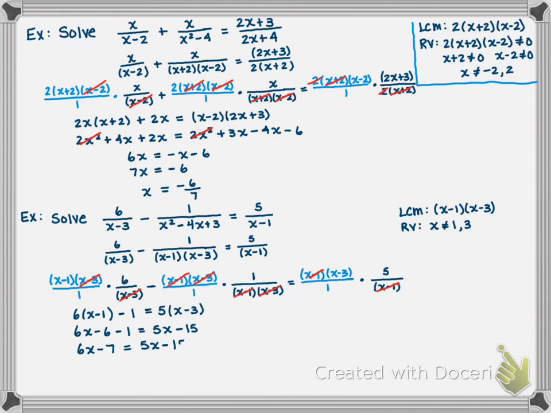And then again, we see that this is a linear equation. And so we're just going to get all terms that contain x on one side and all terms that don't contain x on the other. So subtracting 5x from both sides gives me x. And then adding 7 to both sides gives me -8. Is that a good solution? All right, so it's not one of our restricted values, so we keep it.